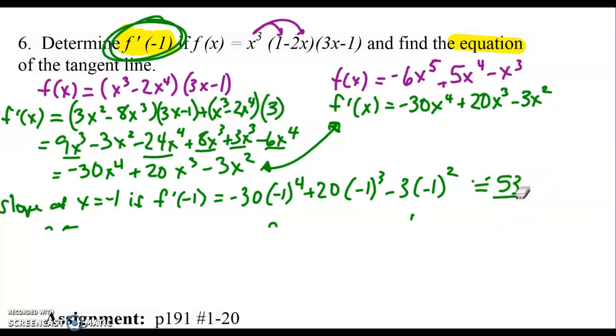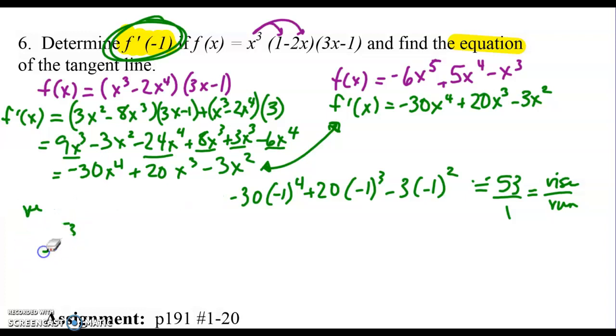We can write that over 1 because this is the slope, right? This is the rise over the run, or the change in the y value, the up and down, over the change in the x value, the across. Okay, we weren't just asked to find the slope at negative 1. We were asked to find the equation. So we know from that m equals negative 53.